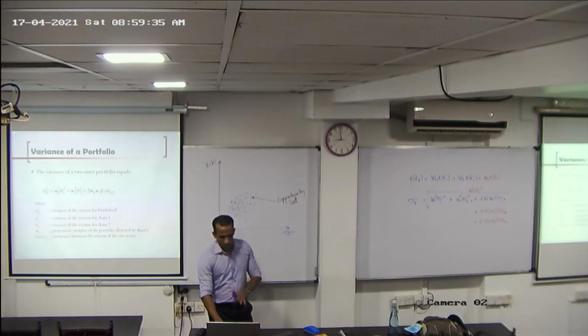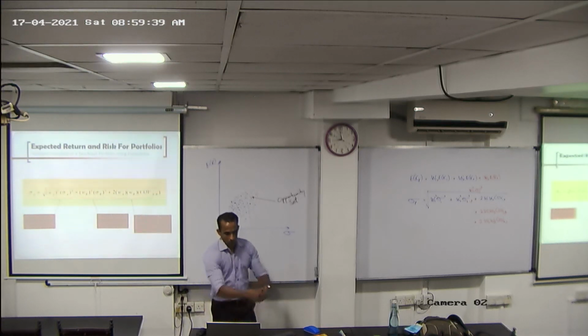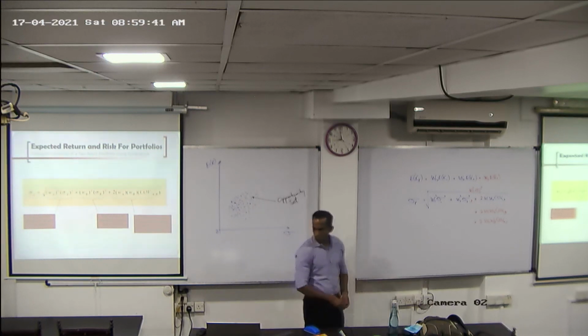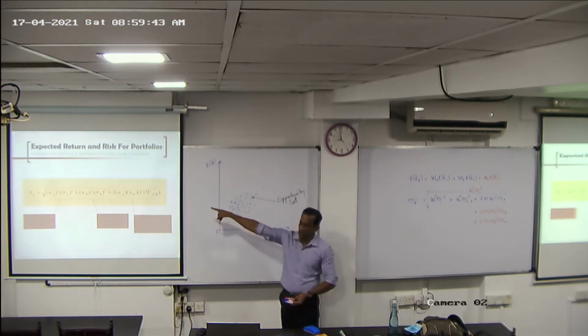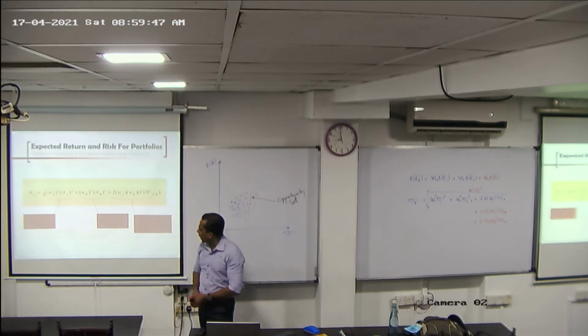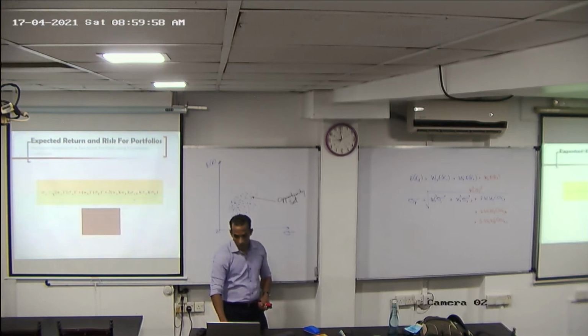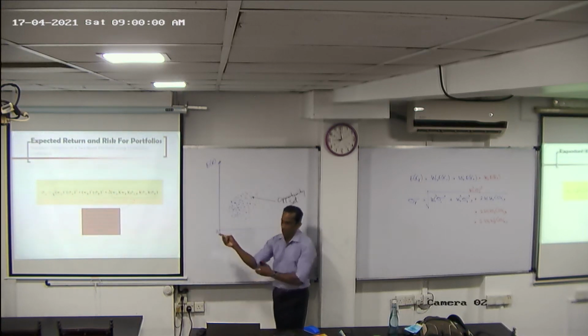Based on that, we can calculate the variance or the standard deviation. As we discussed, this is the standard deviation when we use covariance, and if you use correlation, only the third term we need to change: weight of asset A, weight of asset B, correlation of assets A and B, multiplied by the standard deviation of A and standard deviation of B. So we can write it this way.